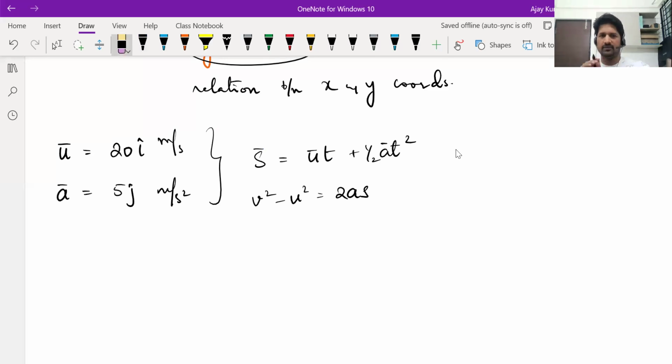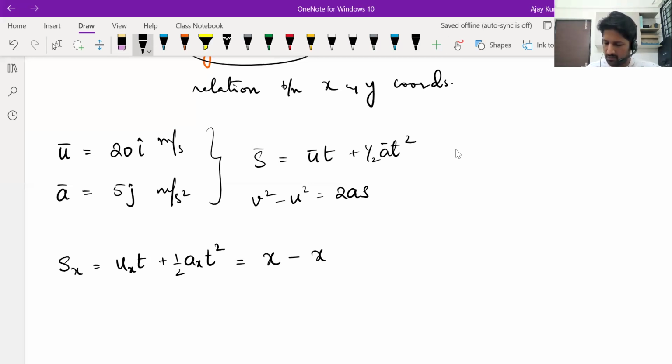Now, I told you at the beginning of this chapter, two-dimensional motion is a combination of two one-dimensional motions, one along the x direction, one along the y direction, which are independent of each other. They depend on time. Time to time, the x coordinate can change. Time to time, the y coordinate of the particle can change. So you can write displacement in the x direction is ux t plus half ax t square. This way you will get displacement in the x direction, and displacement is final coordinate minus the initial coordinate. Means final position minus initial position. We know that displacement by definition is change in position.